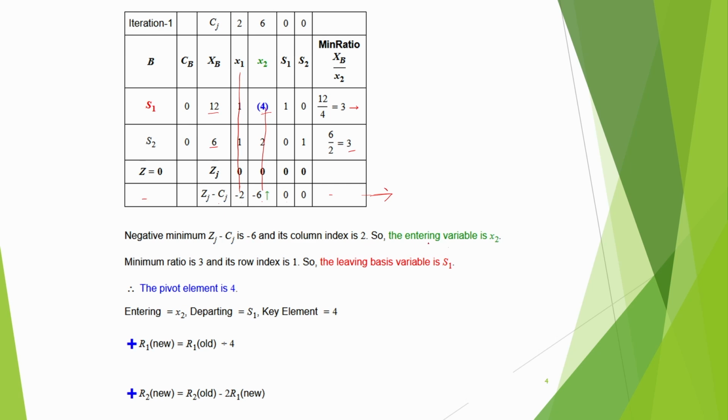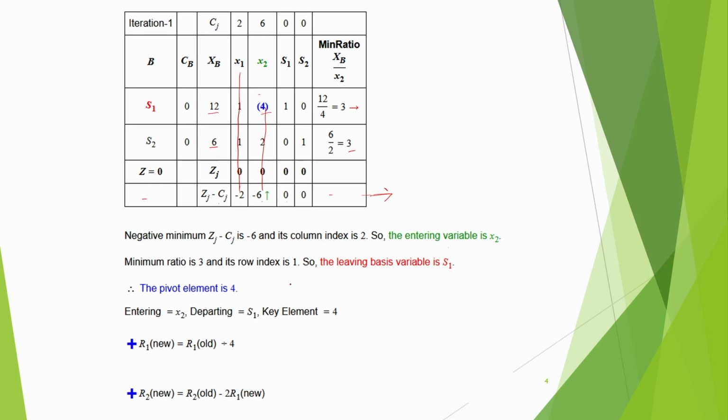So the entering variable is x2, minimum ratio is 3 and row index is 1. Suppose I make the leaving basic variable s1. I could make s2 also, but I have to choose one. So entering x2, departing s1, and the key element, that means the pivot element, becomes 4.